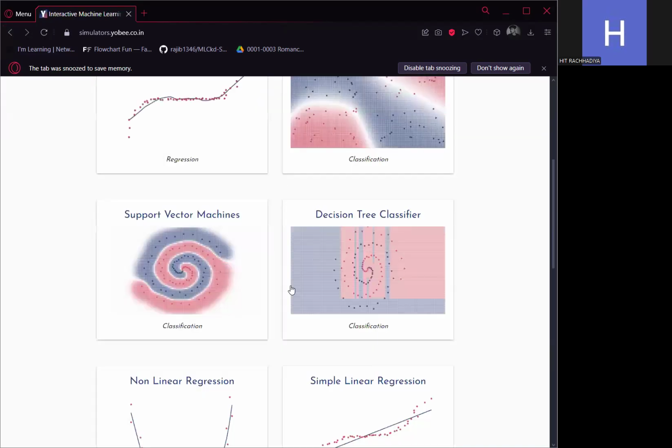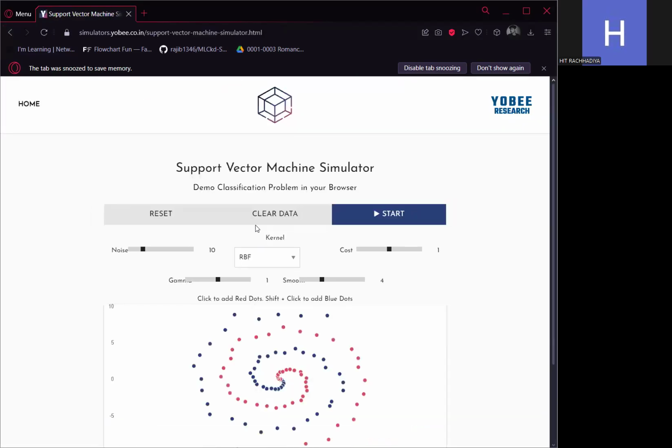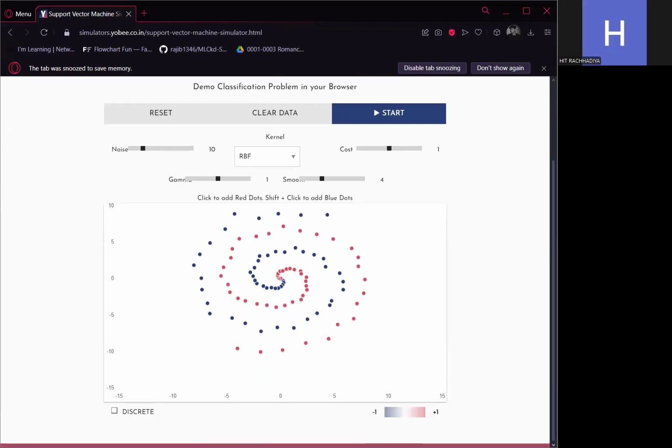Now let's look at the support vector machine. Let's understand what a support vector machine is. A support vector machine is a supervised machine learning algorithm used for both classification and regression tasks. It is particularly well suited for binary classification problems, where it aims to find the optimal hyperplane that separates the data points from different classes with maximum margins.